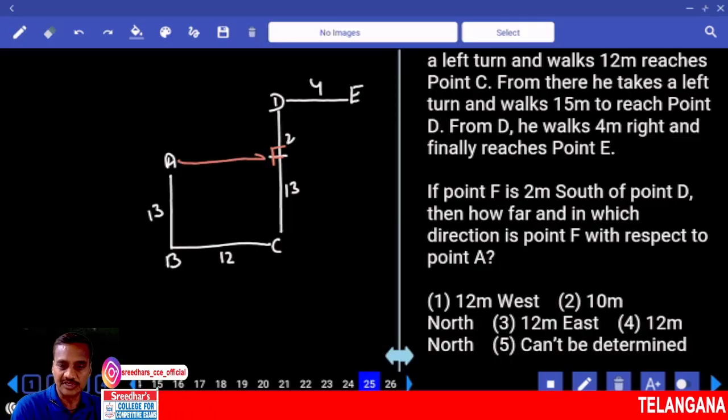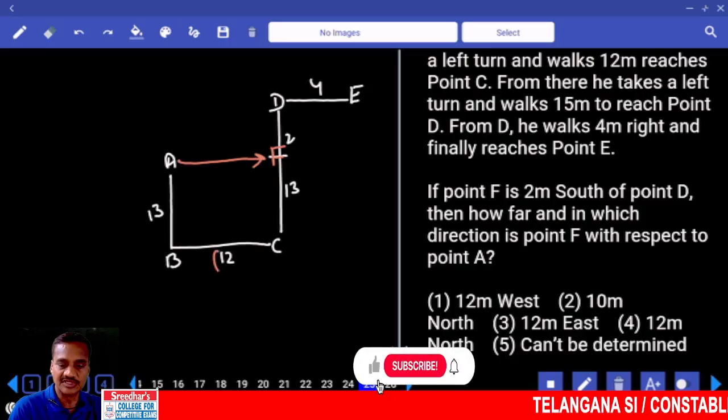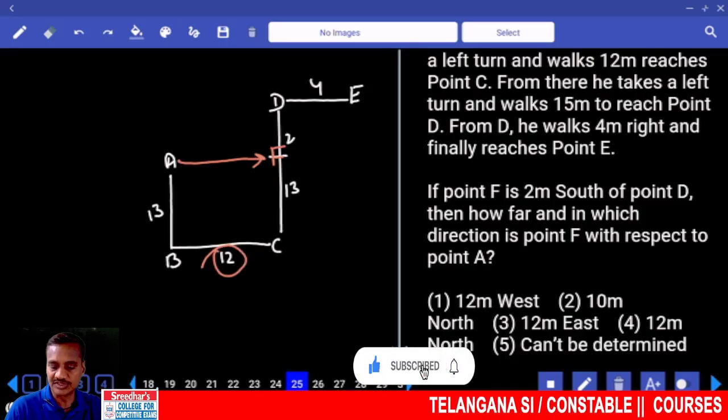Now, F with respect to E is towards which direction? East. What is the distance we have? 12 meters east, choice 3.